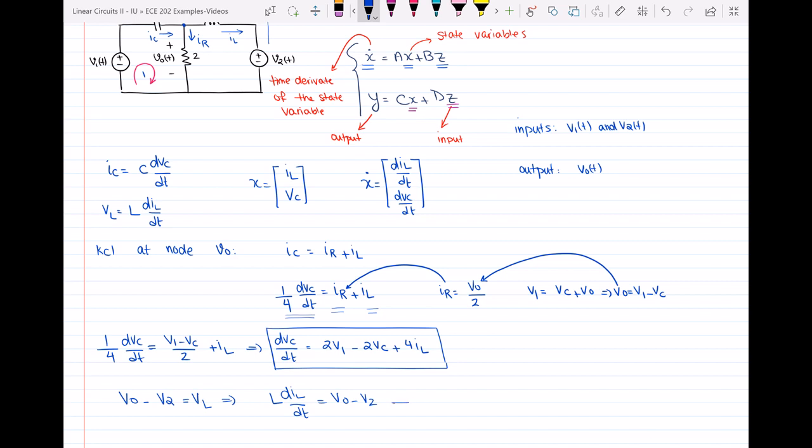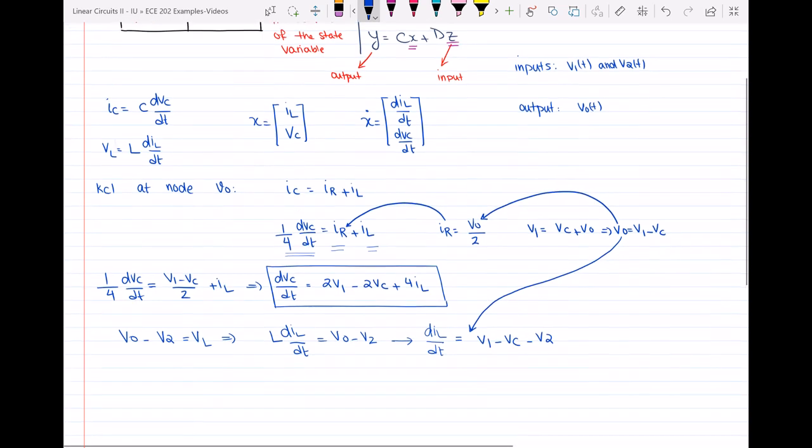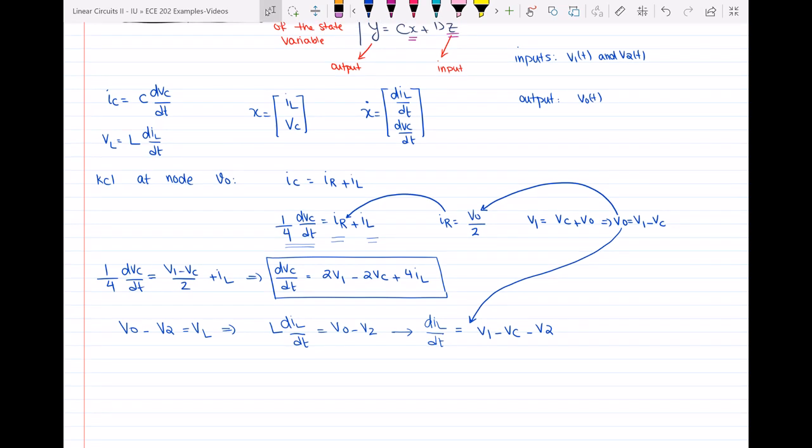So one thing that I will do, first I will substitute for L, which is 1, so dIL/dt is equal to, now VO, we already found it, is V1 minus VC, minus V2, right? So we found an equation for dIL/dt, which is equal to V1 minus V2 minus Vc. So this is in terms of one of my state variables and both inputs.